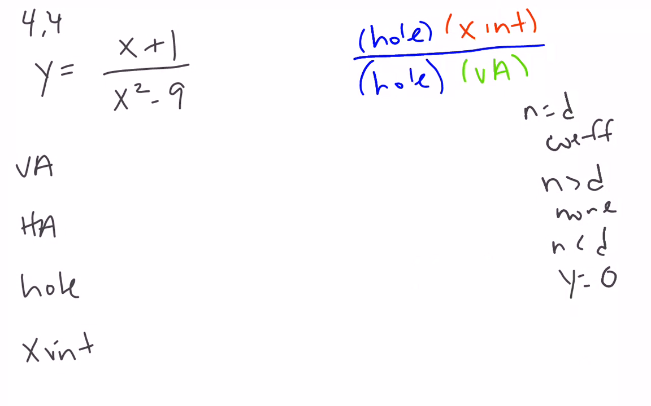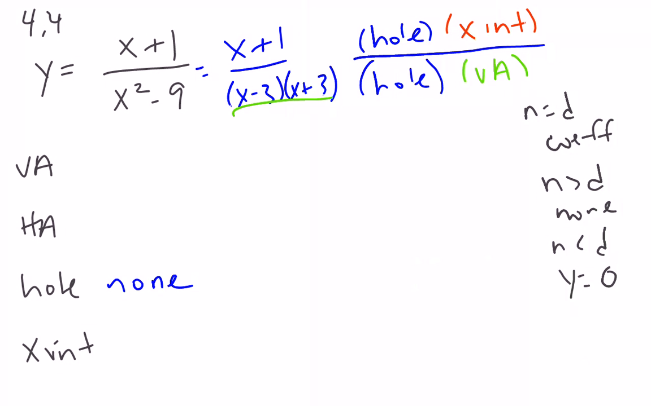So, in this first problem, I need to factor first. So, (x plus 1) over (x minus 3)(x plus 3). The first thing I always look for are holes. A hole is in the numerator and the denominator. There is nothing that is in the numerator and the denominator, so that means I have no holes. My vertical asymptotes are what are left in the denominator, which would be a positive 3 and a negative 3. So my vertical asymptotes are at x equals 3 and x equals negative 3.